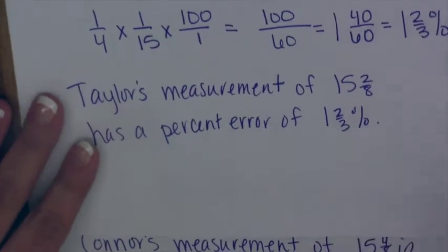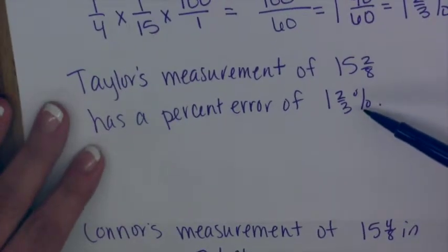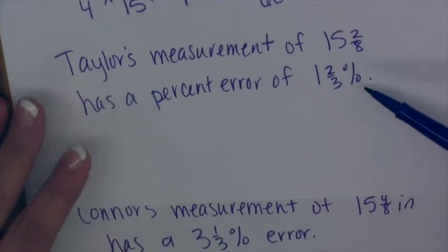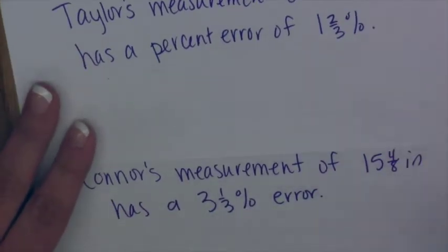So if we look at his error compared to what Taylor's error was, Taylor's error is smaller, which means her measurement was actually closer to the actual exact value, where Connor's measurement was further away.